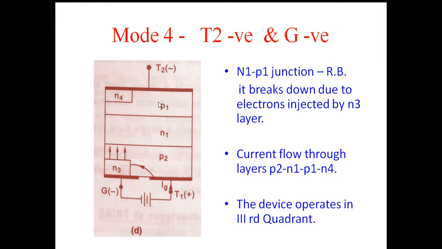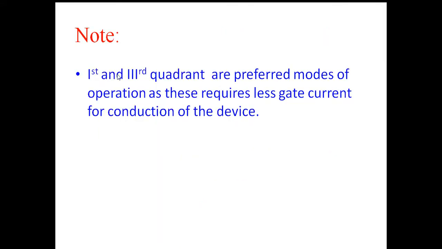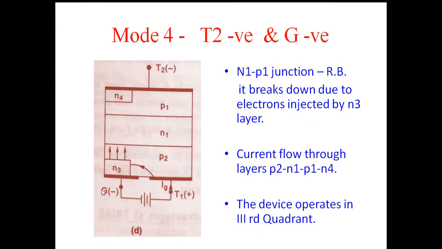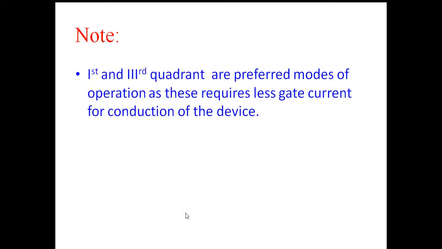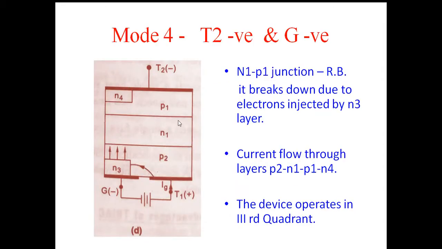In mode 4, the terminals T2 and gate are more negative with respect to T1. So in this case, again, this junction N1 P1 will be reverse biased, as P is connected to the negative terminal and the N layer is connected to the positive terminal. So this junction N1 P1 will be reverse biased.